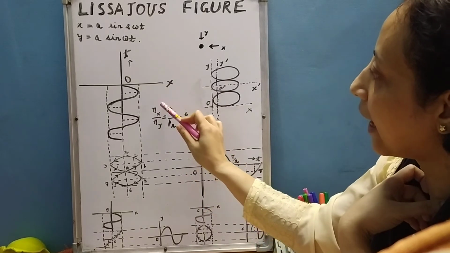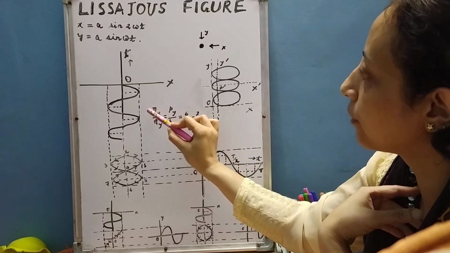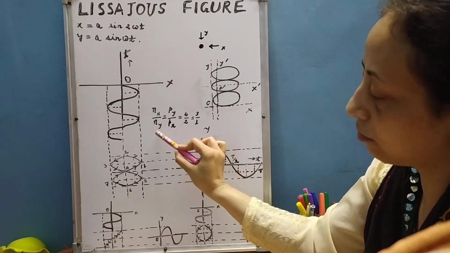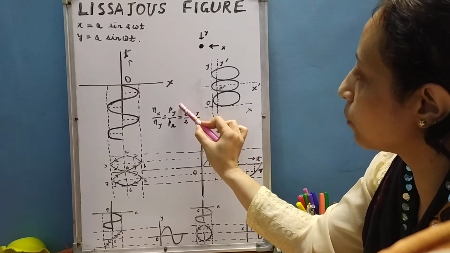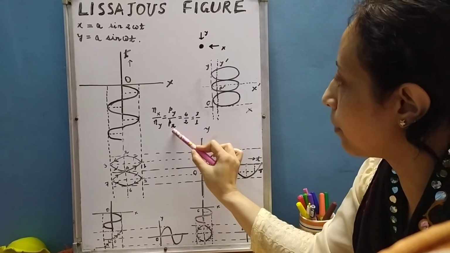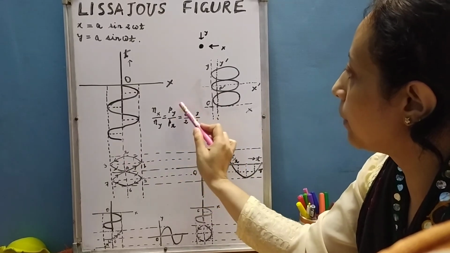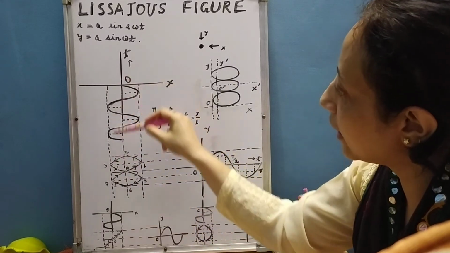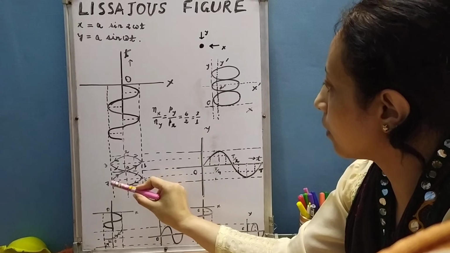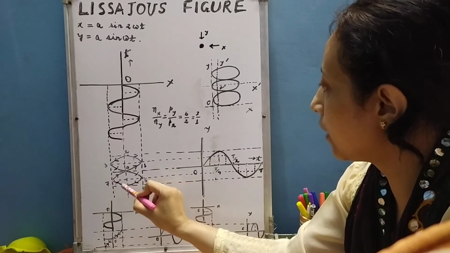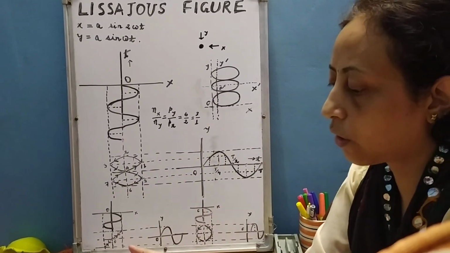The formula is nx by ny equals py by px. That means the frequency of the x vibration divided by the frequency of the y vibration is equal to the number of intersections with the y-axis divided by the number of intersections with the x-axis. Here this ratio py by px is what? Py is 2 and px is 1. Along the x-axis it has 1 point of intersection, so you can find out the corresponding ratio.